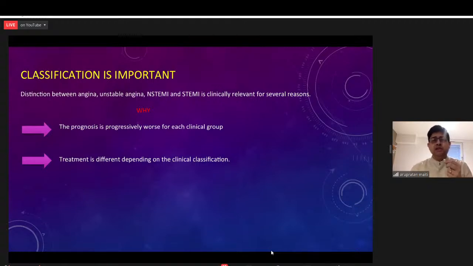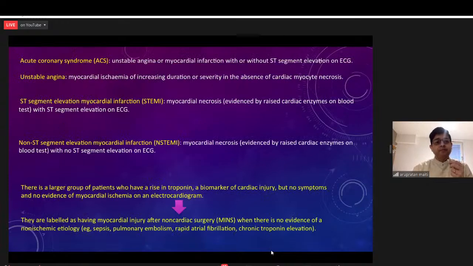Classification of the MI, or the ischemia, is important. Why? Because as we classify, the prognosis is progressively worse for each clinical group. The prognosis for STEMI is the worst, and ischemia is a little better. And treatment is different depending upon the clinical classification. If the patient suffers from STEMI, obviously he or she will need some kind of revascularization therapy immediately. Cardiac ischemia and infarction can be classified into different classes: acute coronary syndrome, unstable angina, non-STEMI, STEMI. Every one of you knows that.